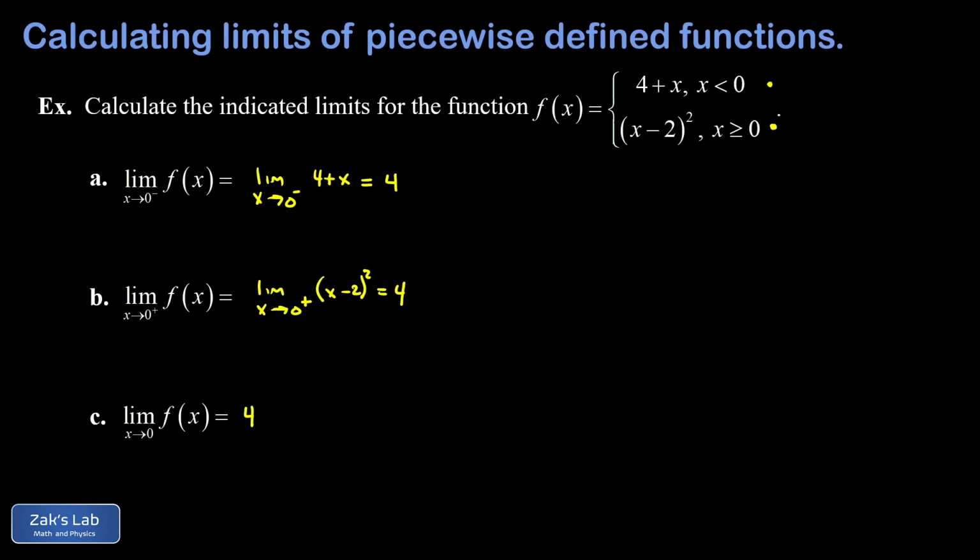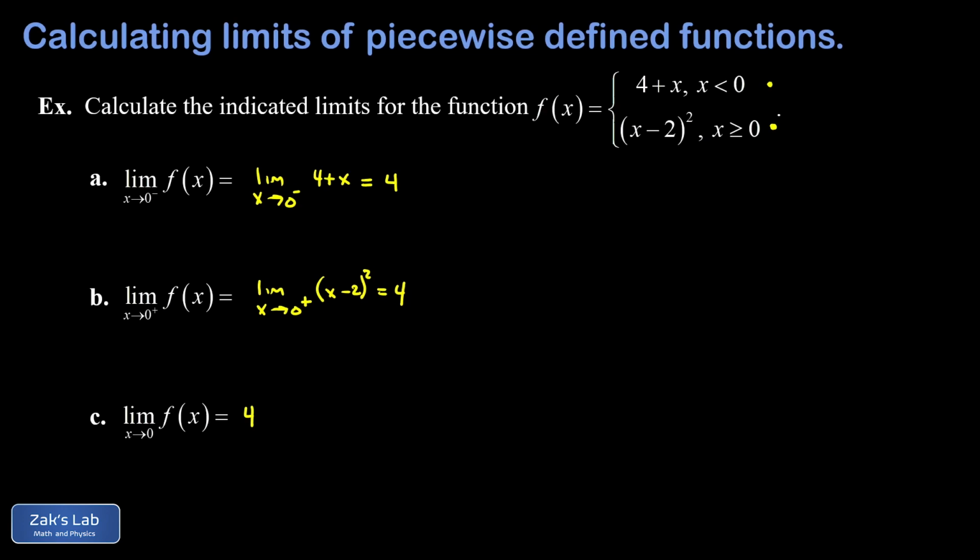And I'll post a link to a video at the top where we first discussed this informal definition of ordinary limits. But the idea is if the left and right-sided limits agree for a particular value of x, then the ordinary limit is going to exist and be equal to that same value.